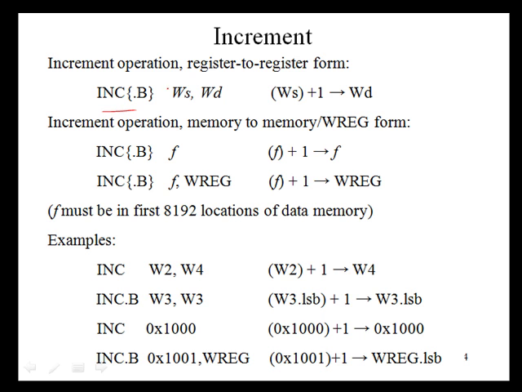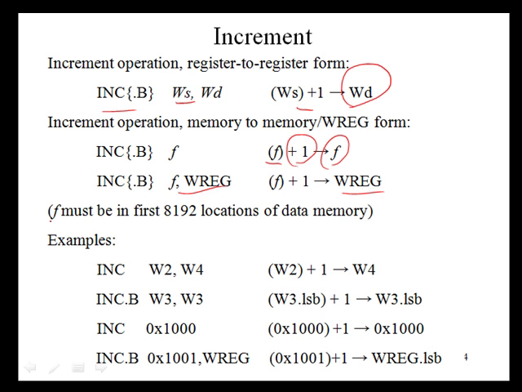Here, this form is a register-to-register form in which we're going to take our WS, add 1 to it, and place the result into our destination register WD. Here are the data memory forms of this, in which we're going to take the contents of memory location F, add 1 to that, and stick the result back in that data memory location. In this case, the destination is going to be the working register instead of the memory location.